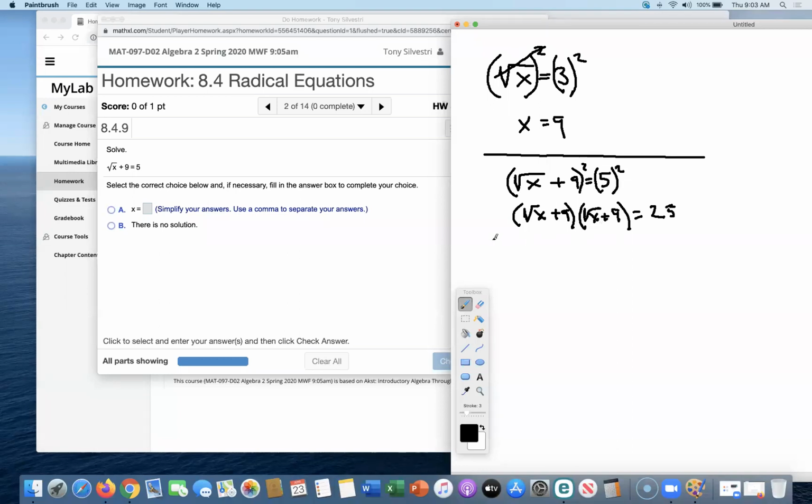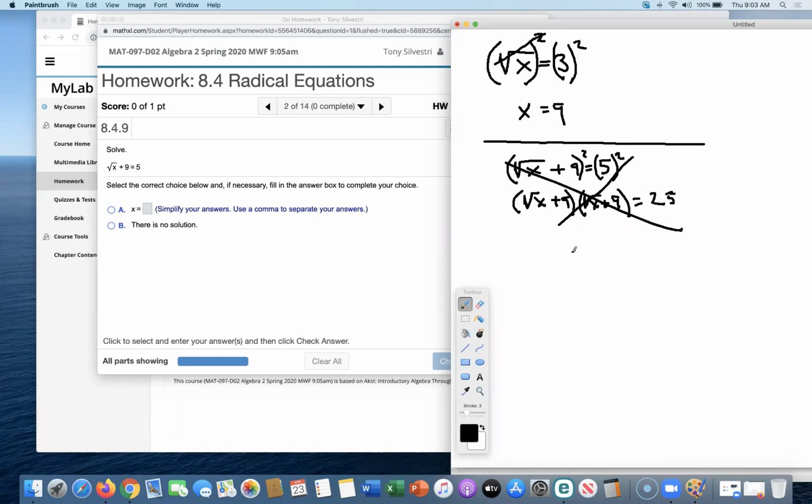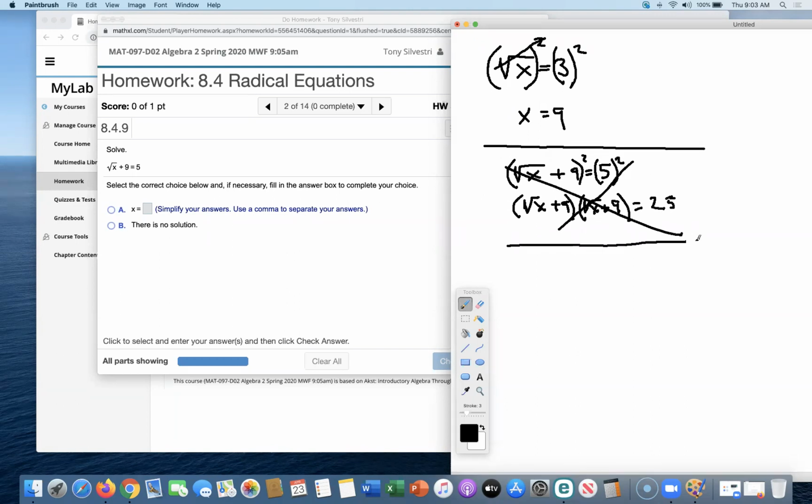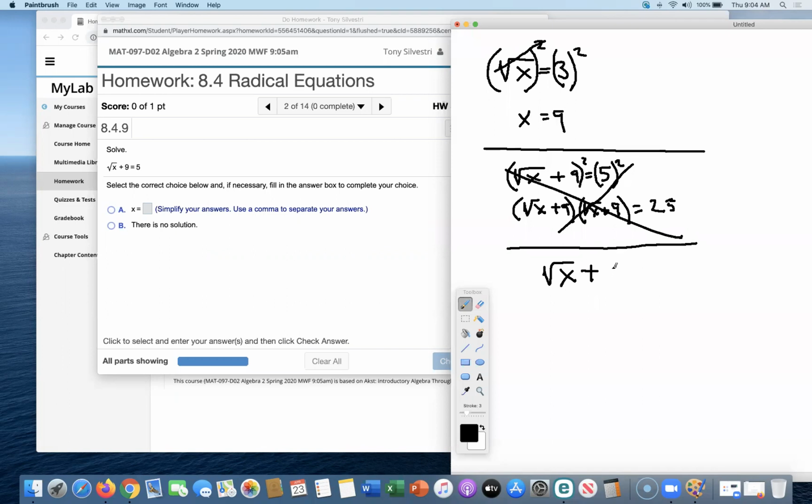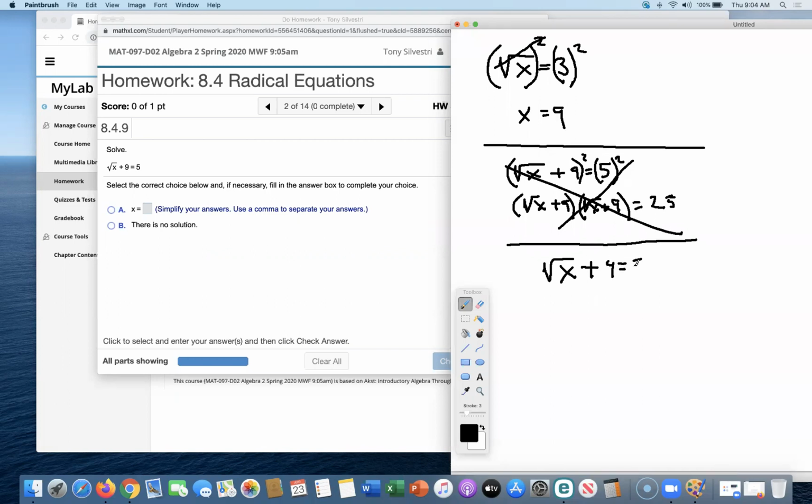Okay, so let's erase this. Don't do this right away. Let's push this up. What you're going to do is instead rewrite the problem: square root of x plus 9 equals 5. Rewrite the problem.